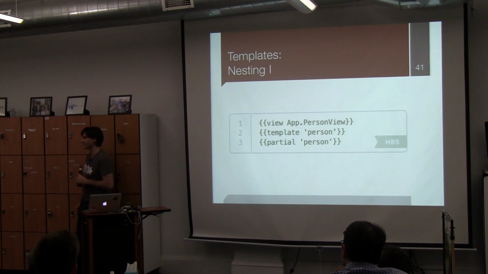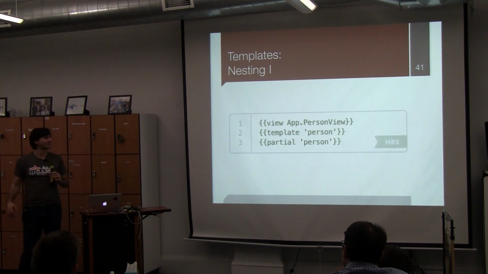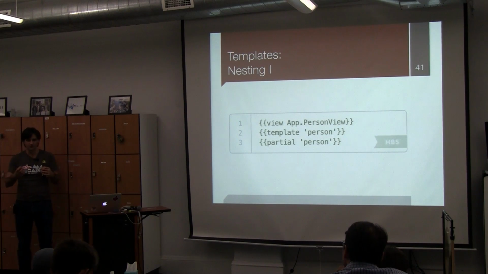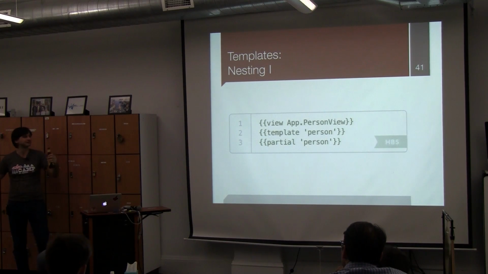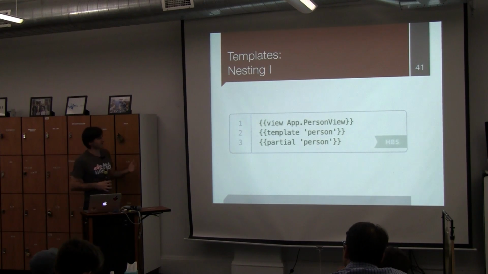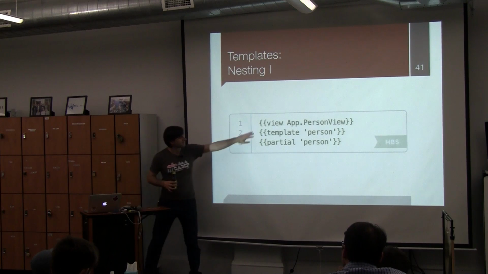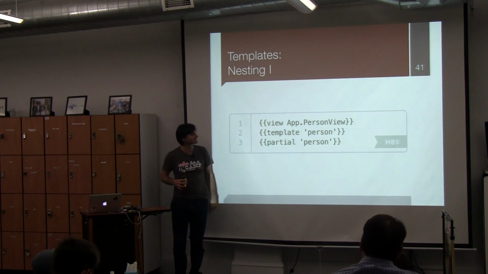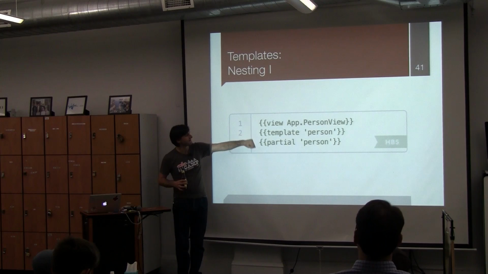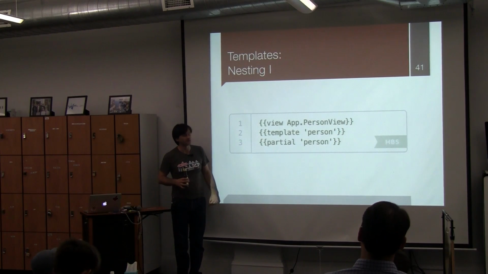So, templates. If anybody's done any kind of templating whatsoever, you know that you need the ability to do some sort of nesting so that you don't end up with one humongous template. There's a few different ways to do this. There's a view helper where you can reference a view class that will get rendered here. If this view class is associated with a template itself, that template would get rendered.